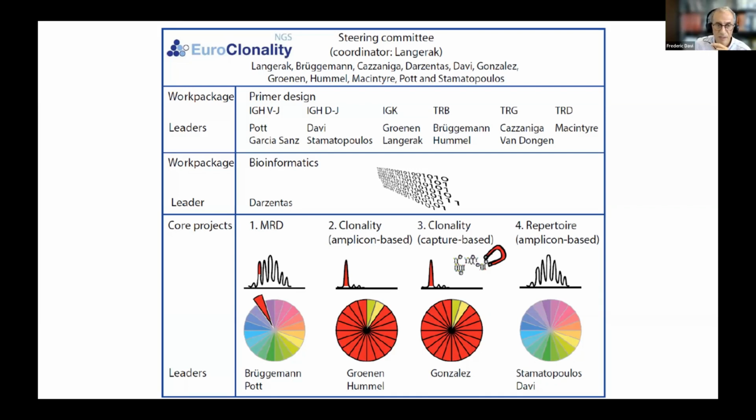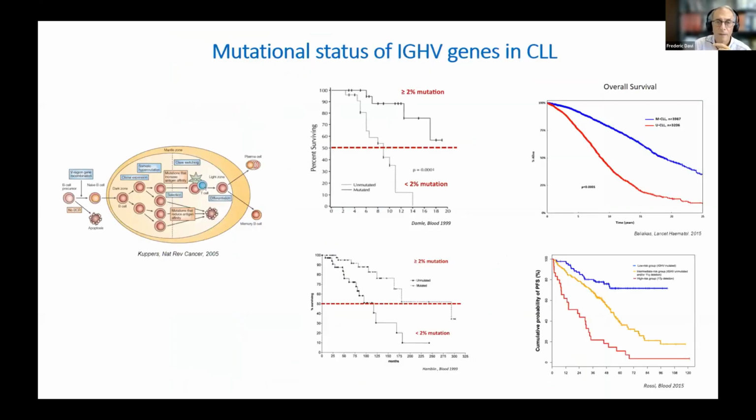There was a specific work package for bioinformatics, because this is obviously something extremely important. And then there were application core projects on clonality, minimal residual disease, and, quote-unquote, repertoire. So I was, with Kostas Stamatopoulos, in charge of trying to set up something for IGHV mutational status in CLL.